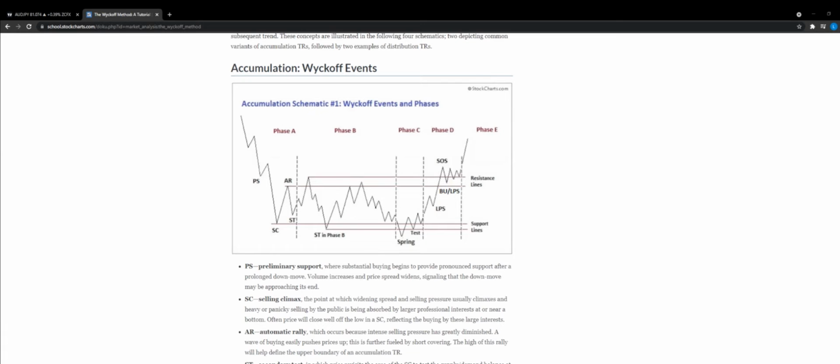How's it going, guys? Welcome back. So moving on to accumulation schematic, we have phase A. I'm going to quickly go over the phases. I'm going to explain what these mean. So, PS, SC, AR, but I'm going to just simplify them into modern currency trading, right?